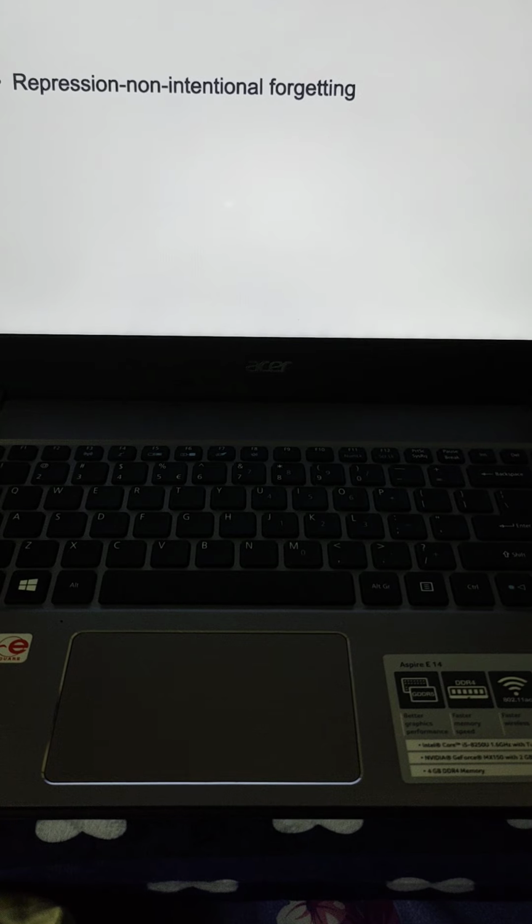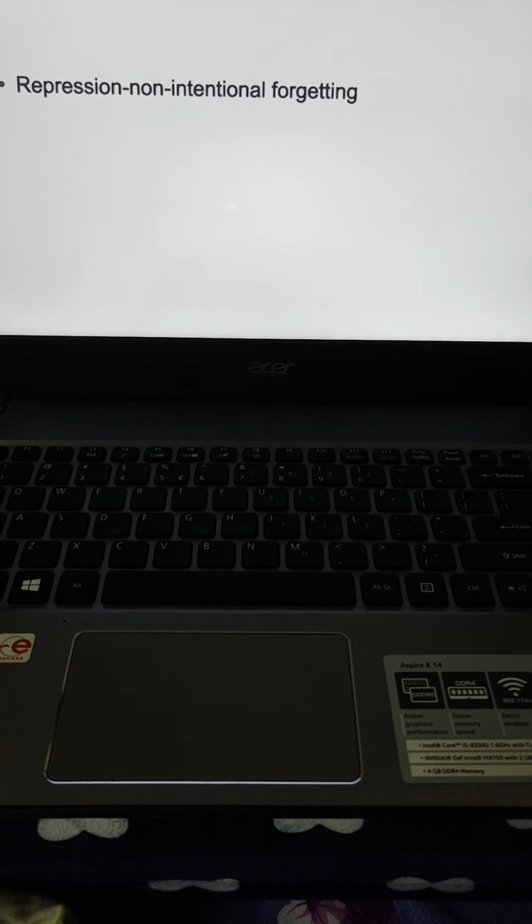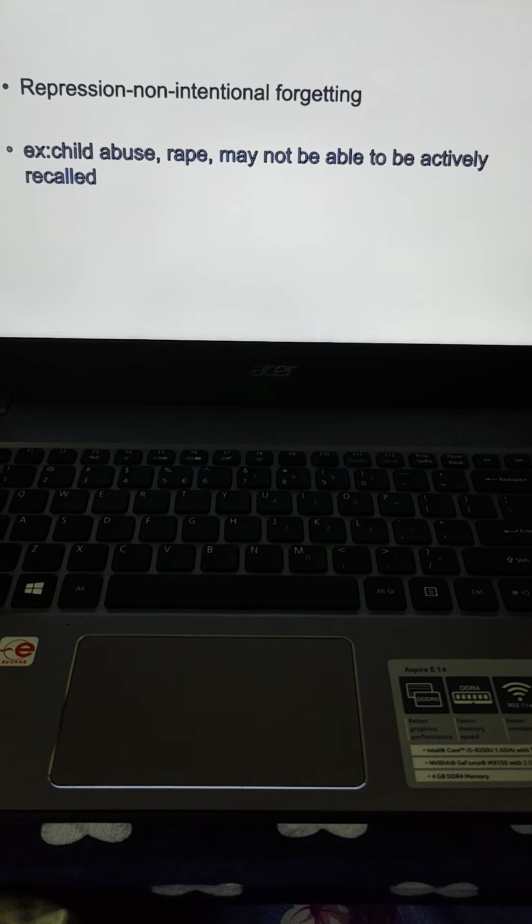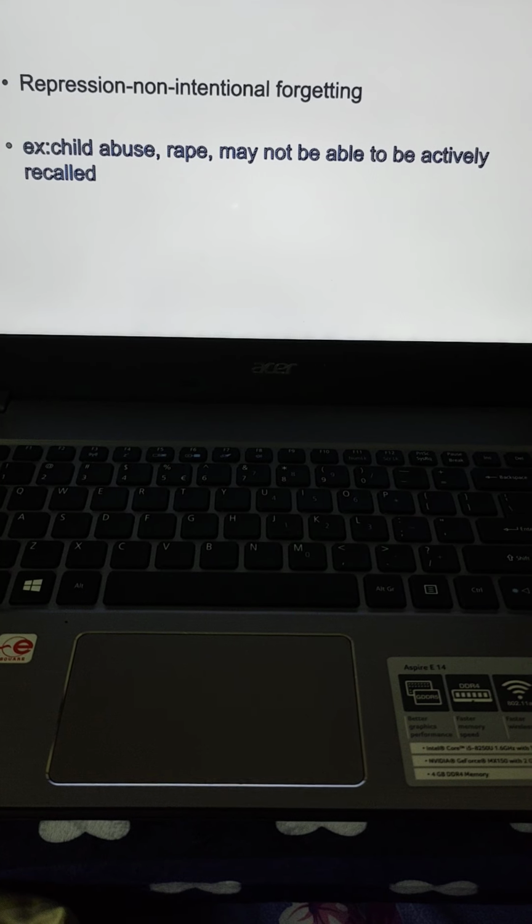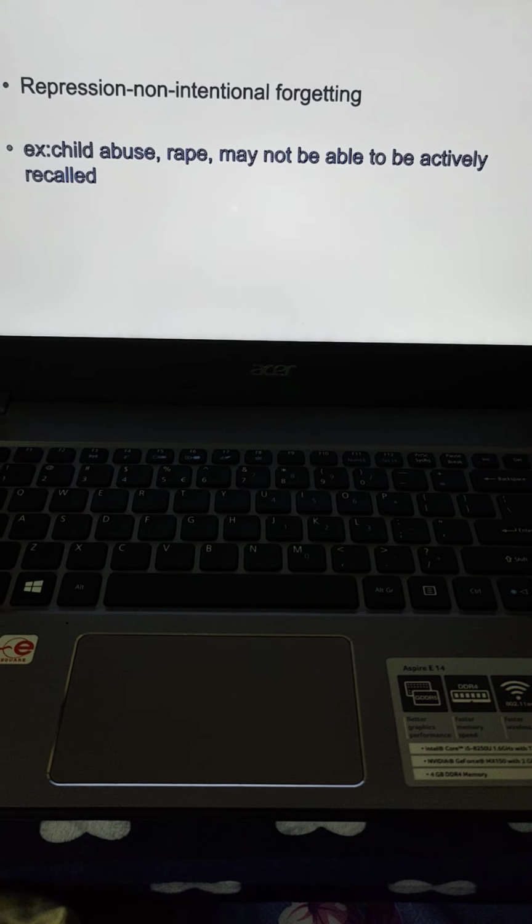The second one will be repression. Repression refers to non-intentional forgetting. Something like child abuse or rape may not be able to be actively recalled.